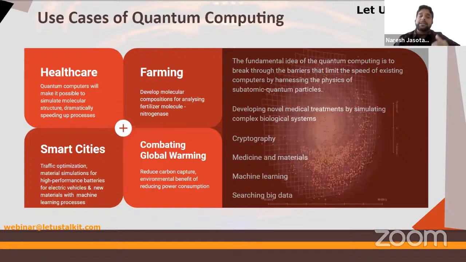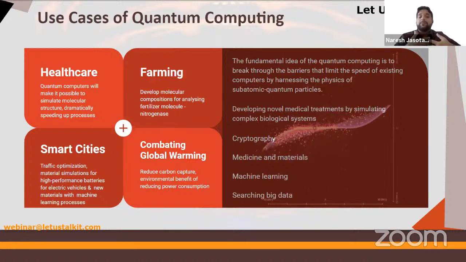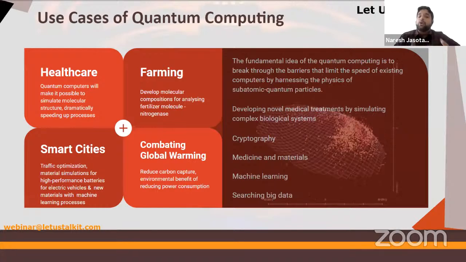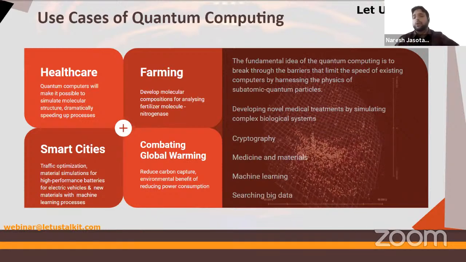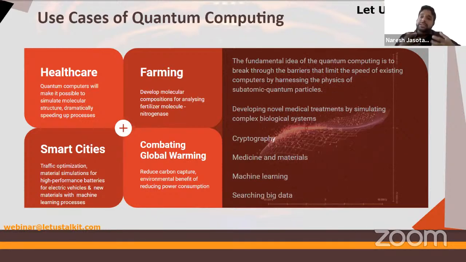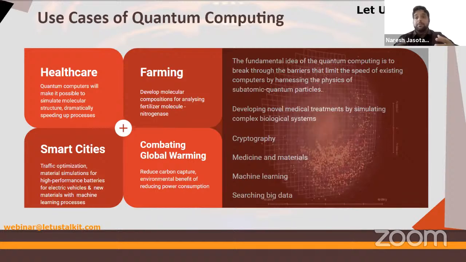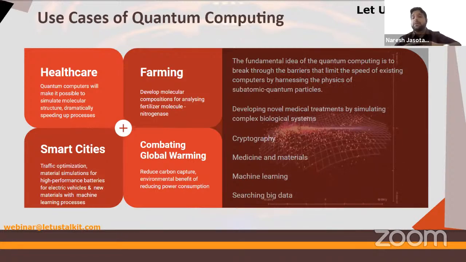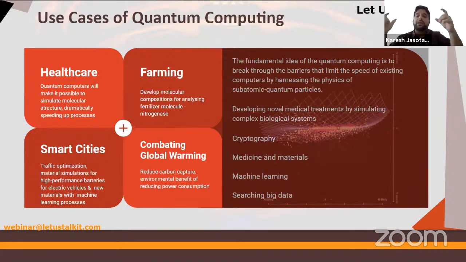Other use cases are smart cities, to find traffic optimization, as well as finding materials for electric vehicles. Combating global warming: the number of processors and CPUs being used today, in cloud technologies and even your machines and cell phones, are generating a lot of carbon footprint. To minimize that, quantum computing can help, because it's going to be doing work where millions of computers today may not be required. It can work to that level.